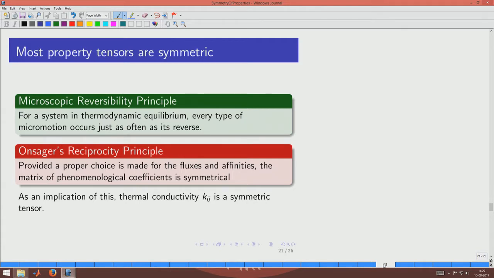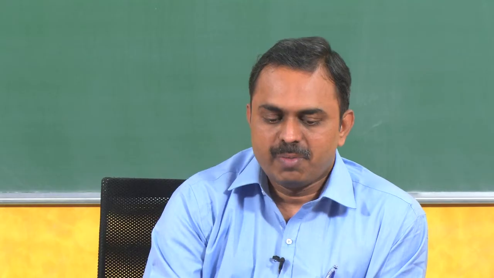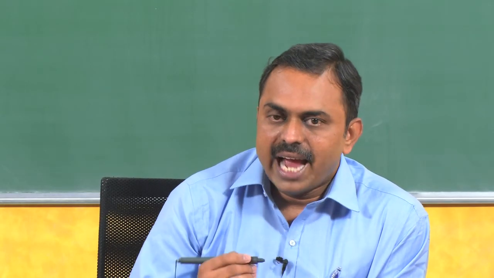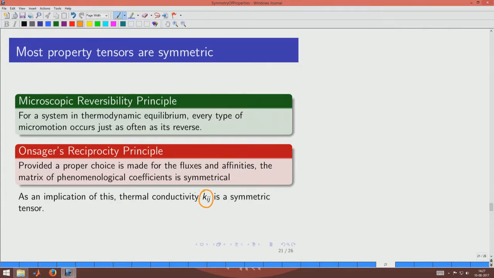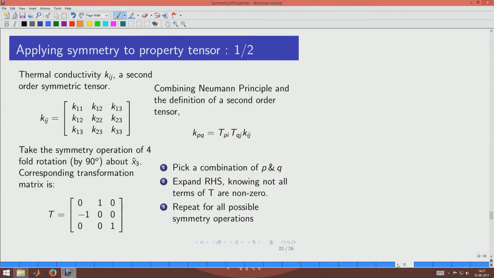occurs just as often as its reverse, which means that when you look at transport properties, then at the atomic scale there is a symmetry that is preserved, which means that properties that are related to transport will have symmetric tensors, which means that diffusivity and thermal conductivity are all symmetric tensors. So, given this, we can go ahead and use it to our advantage. Knowing that thermal conductivity is a tensor of order 2, you could write it in this manner.